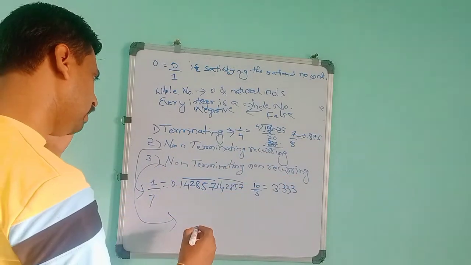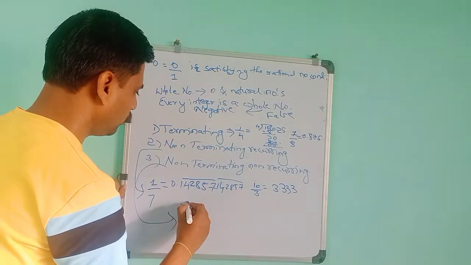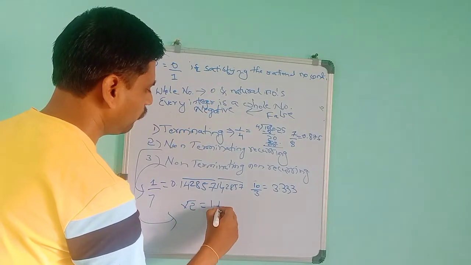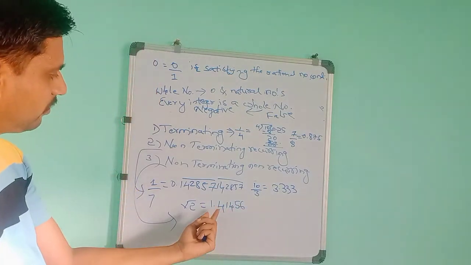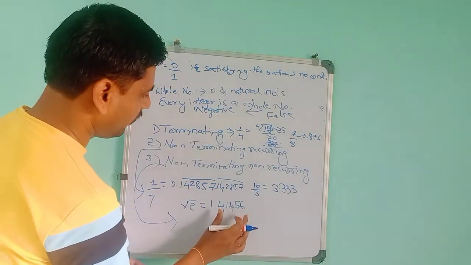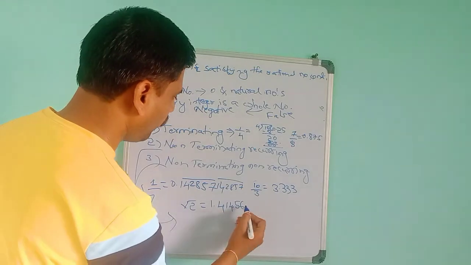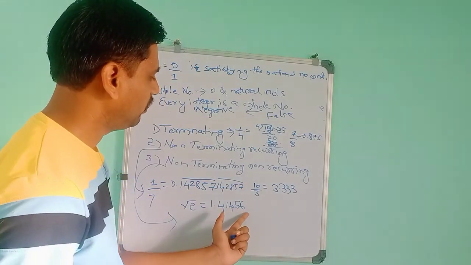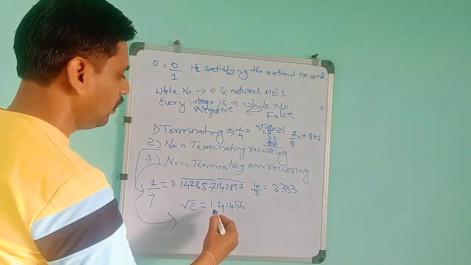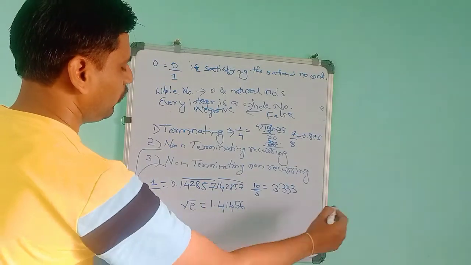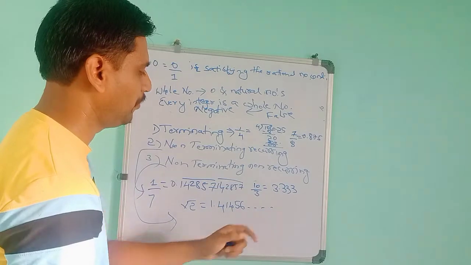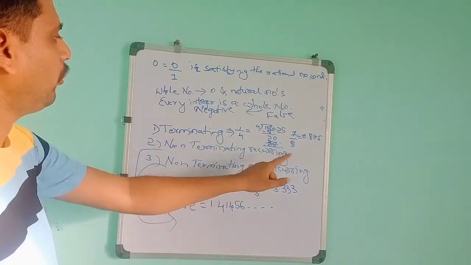You take example root 2. Root 2 value is 1.4145, means this is a different number, and that number is not recurring, means 4 and 5 is not coming again, at least 5 6 5 6, that also not coming. The numbers will be non-terminating and also non-recurring. Different numbers will go on getting different numbers, so that is called non-terminating and non-recurring.